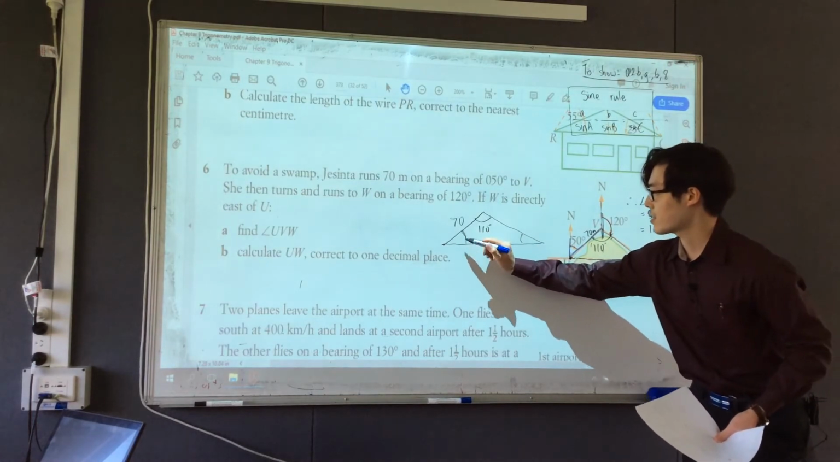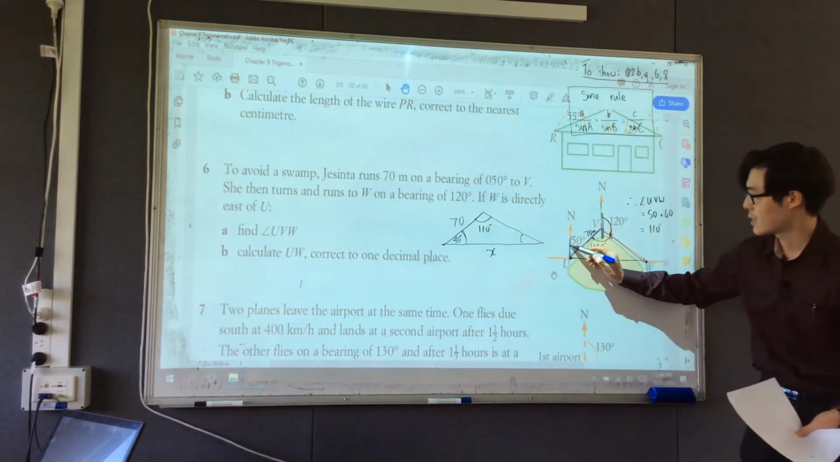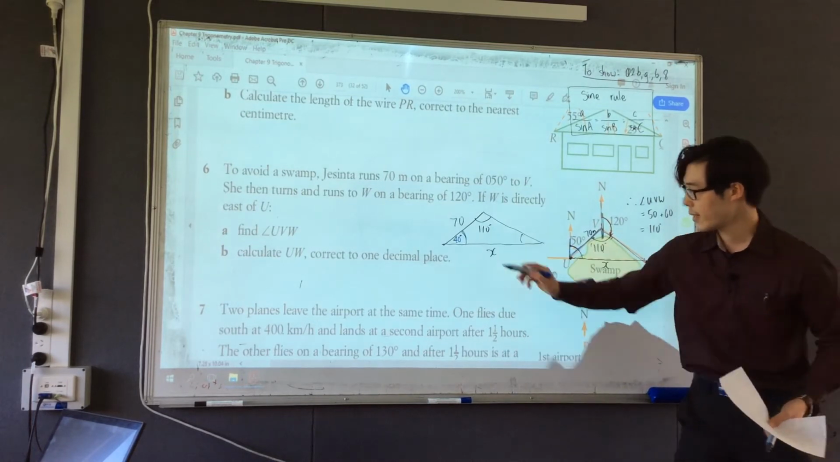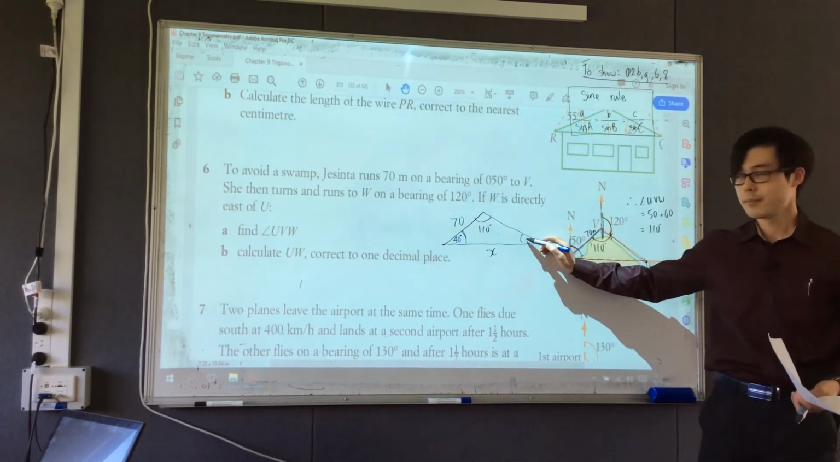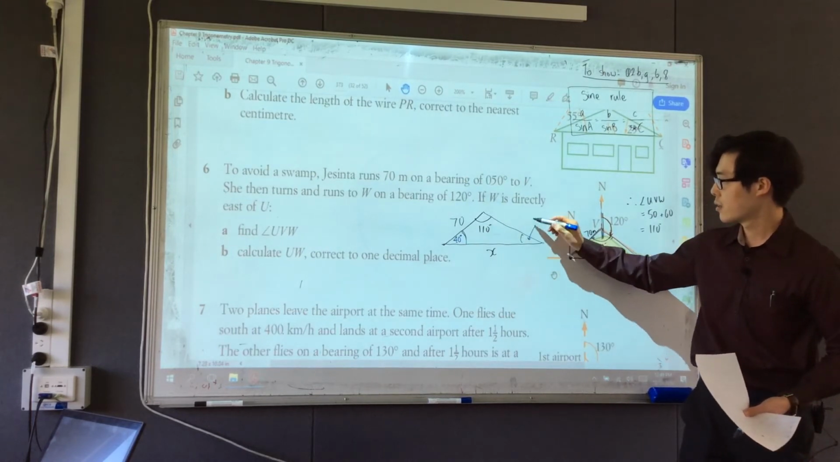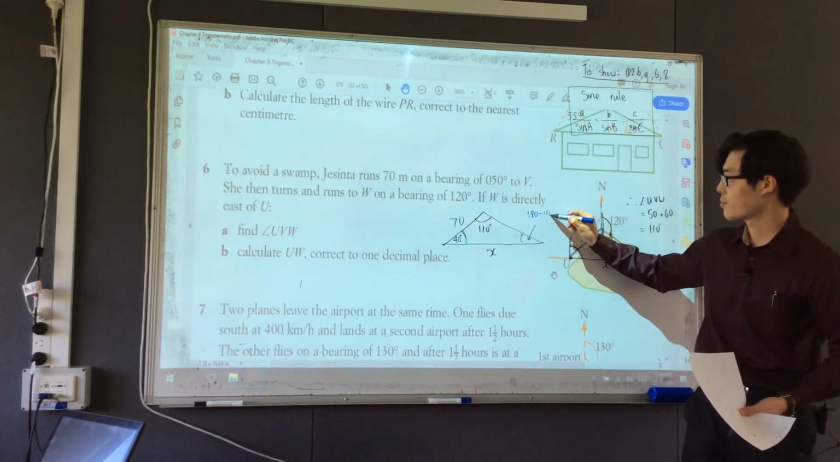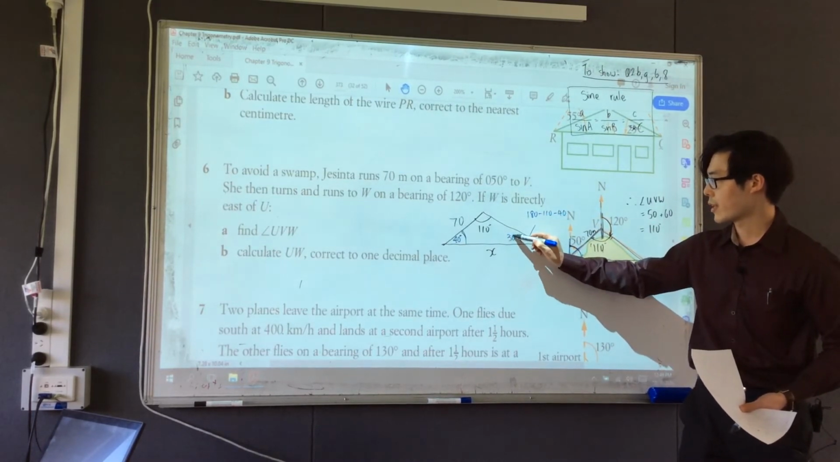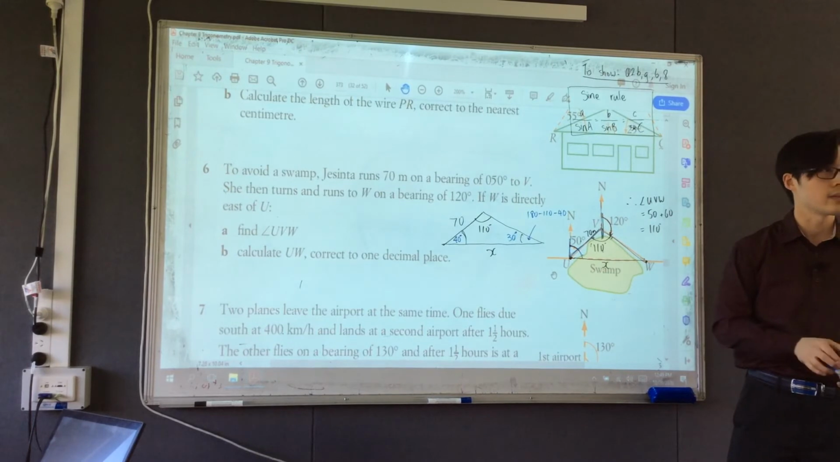We know this is 40 degrees because it's 50 here, and if you go all the way here, that's 90 degrees. So 90 take away 50 gives you 40. Then we can find the other angle by doing 180 take away 110 take away 40. I'm not good at mental maths, so I'm going to write it out. 30.